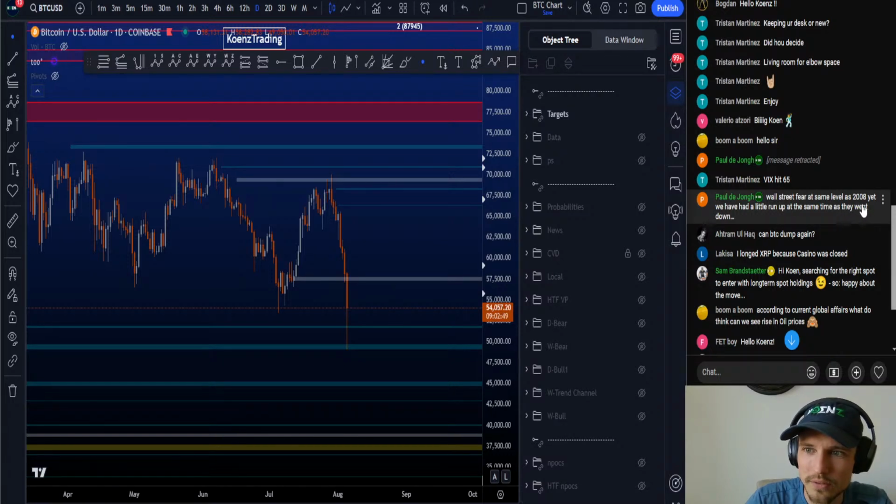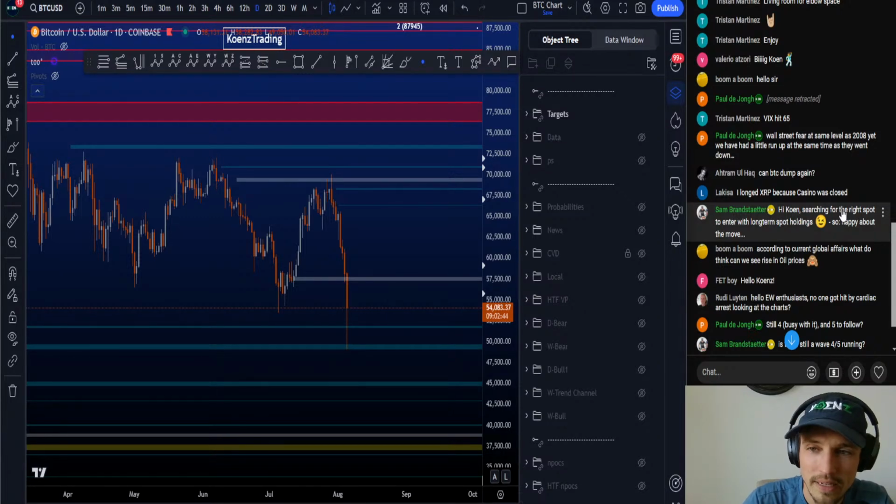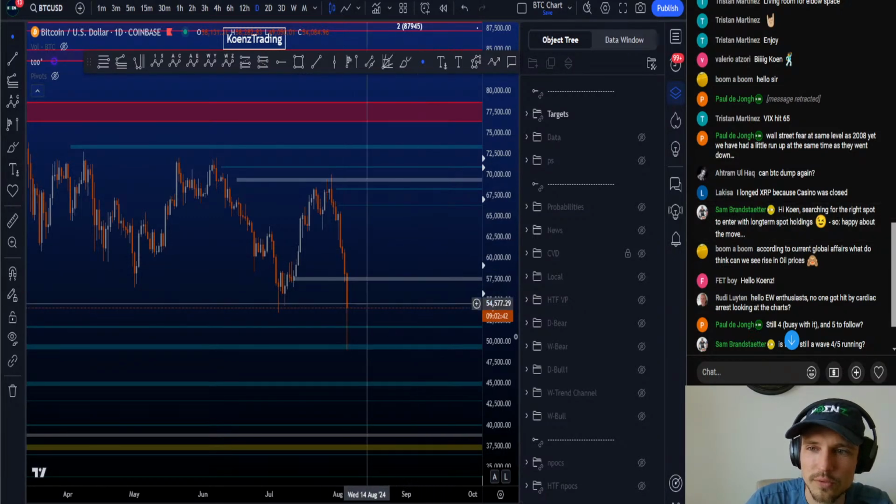Wall Street fear at the same level, yet we have a little run up at the same time as they went down. Can Bitcoin dump again? Can always dump, but it's about probabilities, which we'll analyze in a second.